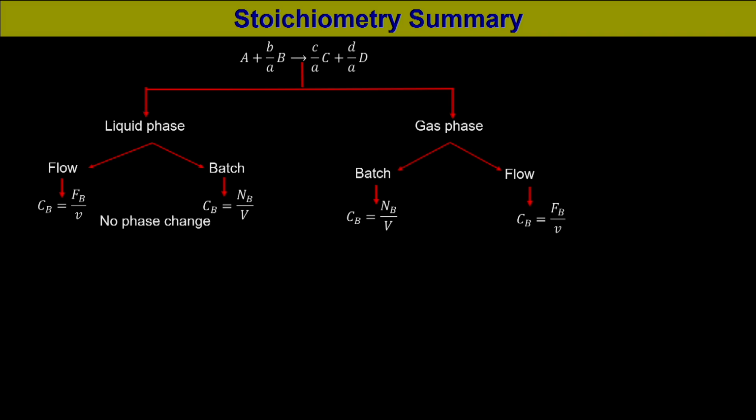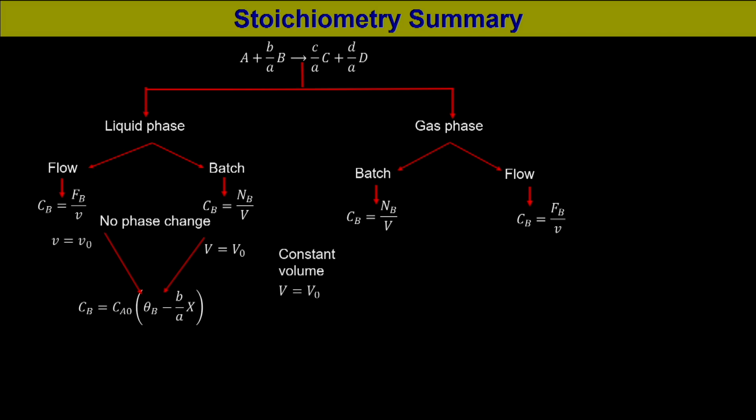Now, if there is no phase change in the system, suppose in the liquid phase there is no phase change, so V would be V naught, and the volumetric flow rate would be v naught, constant. In a batch reactor the volume does not change much, so we can keep V equal to V naught, the volume remaining constant. So, we can write Cb is equal to Ca naught into theta b minus b by a x.